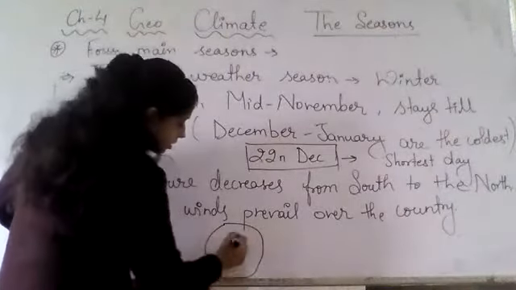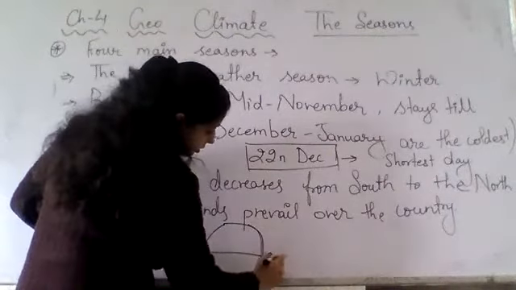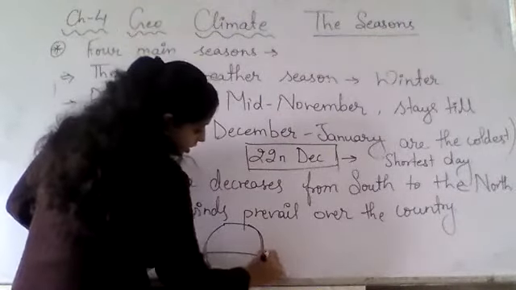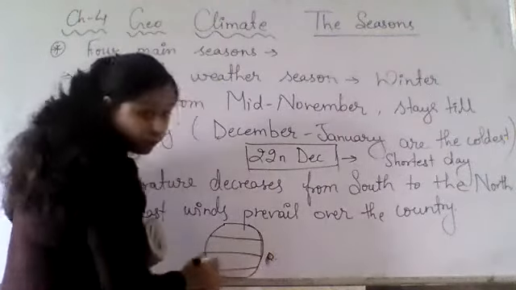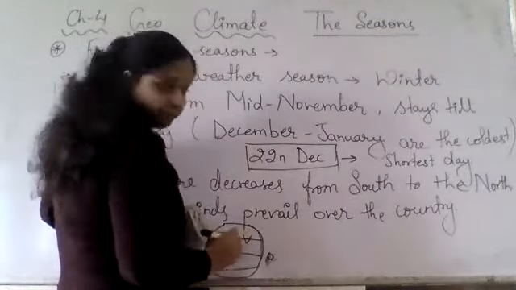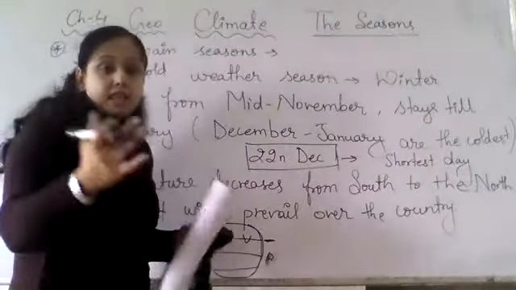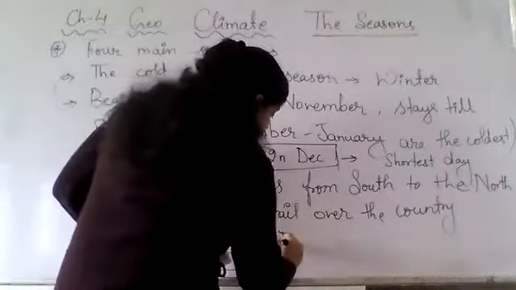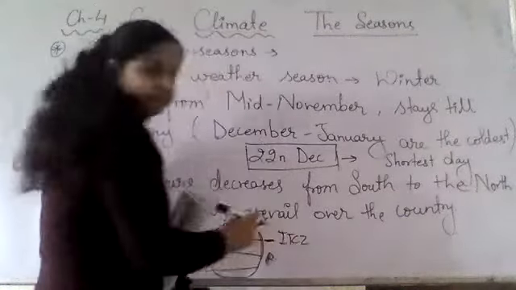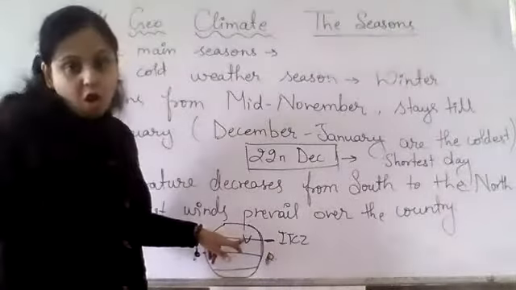This is the Earth. What did we say? We have the equator here at 0 degrees. Then Tropic of Cancer, Tropic of Capricorn. So our India is somewhere here. So the Tropic of Cancer was having the direct sun rays. That means the ITCZ was here. So at that time this place was extremely hot.